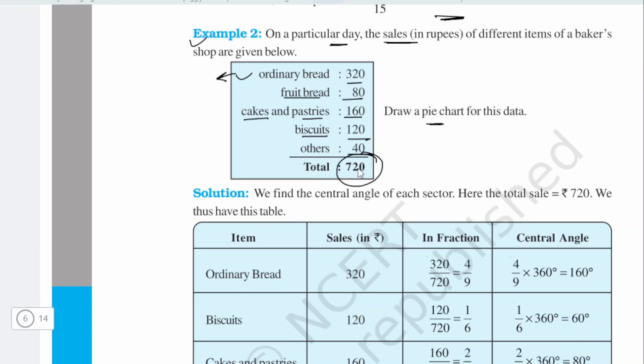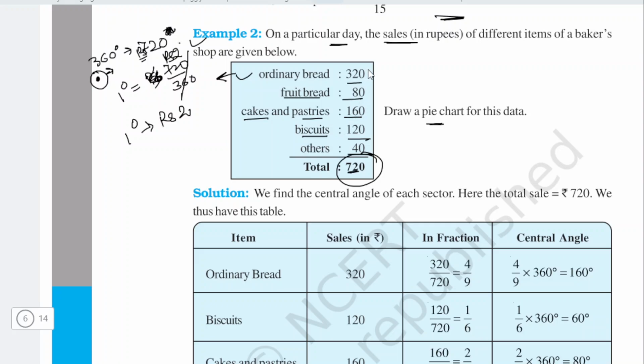So total sale is 720. To complete the pie chart, 360 degrees will represent 720 rupees. So 1 degree will represent rupees 720 by 360, that is rupees 2. So 1 degree will indicate rupees 2.